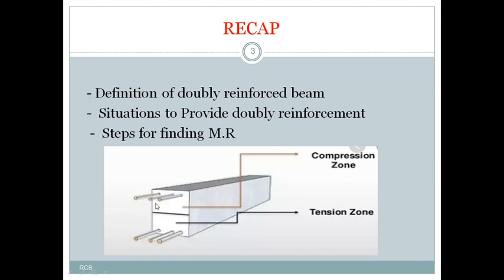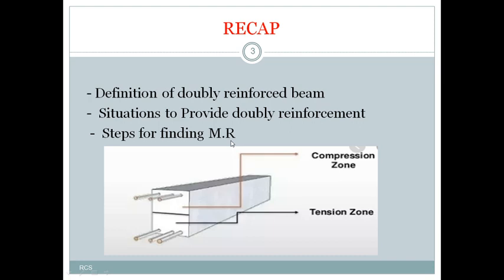Because of the ductility property of steel, it will give a warning before collapse of a structure or a member. This is the situation where we provide doubly reinforced sections. So let me brief the steps for finding the moment of resistance.